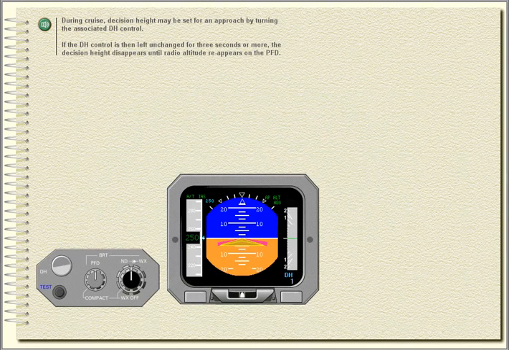During cruise, decision height may be set for an approach by turning the associated decision height control. If the decision height control is then left unchanged for 3 seconds or more, the decision height disappears until radio altitude reappears on the PFD.